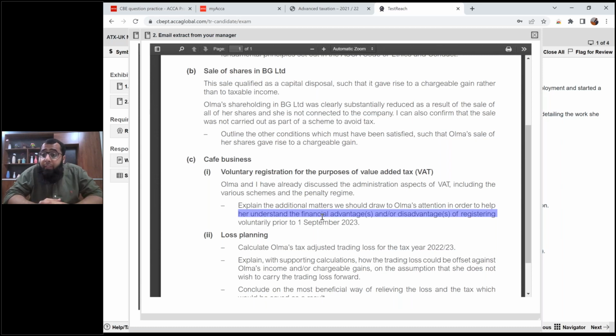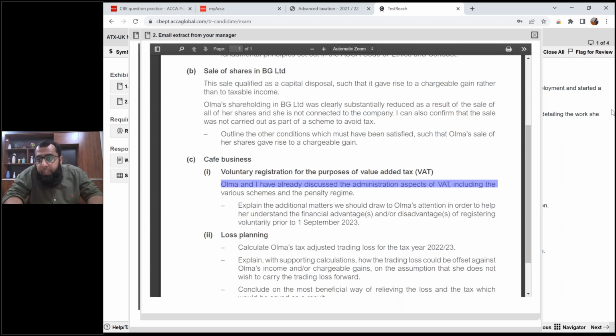Yes, one student has given a very good point. Her finished goods will get expensive, because she has to charge VAT to the customers as her goods are standard rated. One student has written admin burden. You should not write admin burden because it is written that I've already discussed the administrative aspects. So don't write about the admin burden.